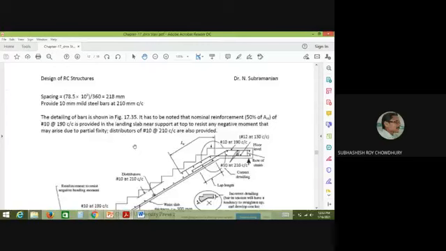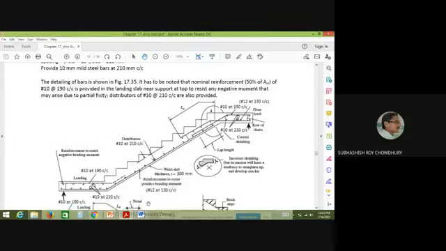Here the detailing is shown, but it should be noted that for the nominal reinforcement, 50 percent of the Ast that you are providing here, that is 12 millimeter at 130 millimeter center to center, the same steel I will not provide at the support top. 50 percent of that, that is 10 millimeter diameter at 190 millimeter center to center, you are providing at the top. This is the steel you are providing at the landing top. It is provided in the landing slab near the support at the top to resist the negative bending moment that may arise due to partial fixity.